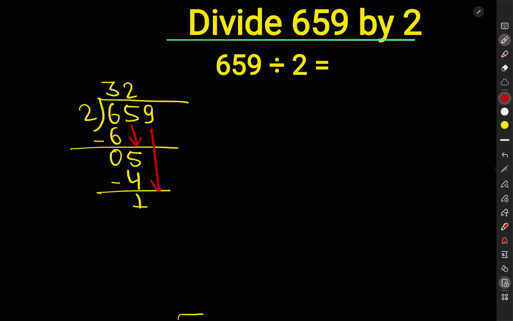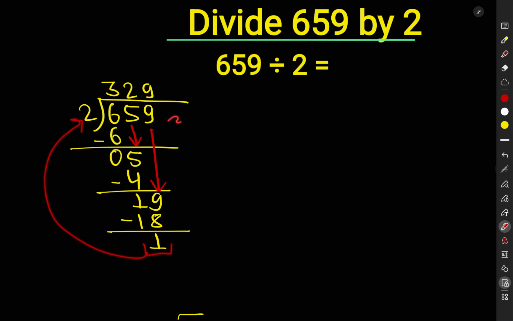So again we put down this 9 and it is 19. So 2 times 9 is 18. On subtracting we get 1. So now this 1 is less than 2 and there is no other number to put it down.